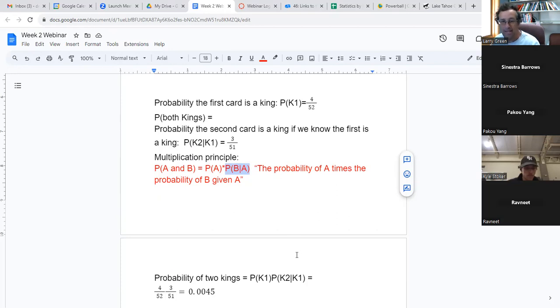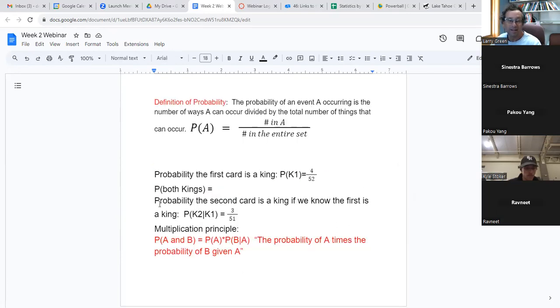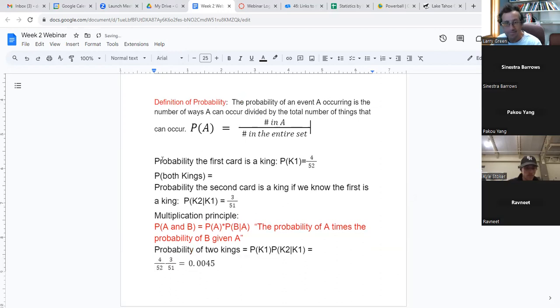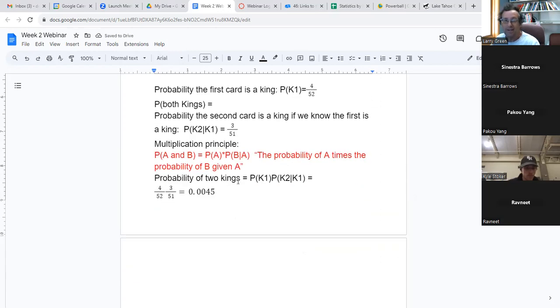All right, so now we're ready. So we can say that the probability that we have 2 kings is going to be the probability that first is a king, that's probability of A, times the probability the second is a king, given the first is a king. Any questions on that? We've already calculated that. The probability that the first was a king was 4 over 52. The probability the second was a king, given the first, was 3 over 51.